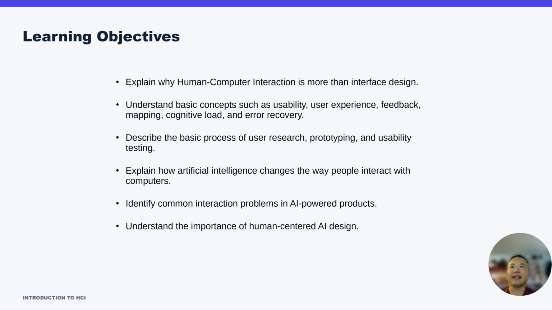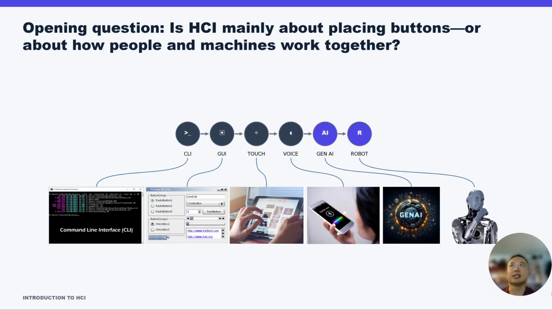Fourth, explain how artificial intelligence changes the way people interact with computers. Fifth, identify common interaction problems with AI-powered products. Last one, understand the importance of human-centered AI design and the difference between human-centered design and non-human-centered design. Let's start with an open question: is HCI mainly about placing buttons and windows and everything, or about how people and machines work together?